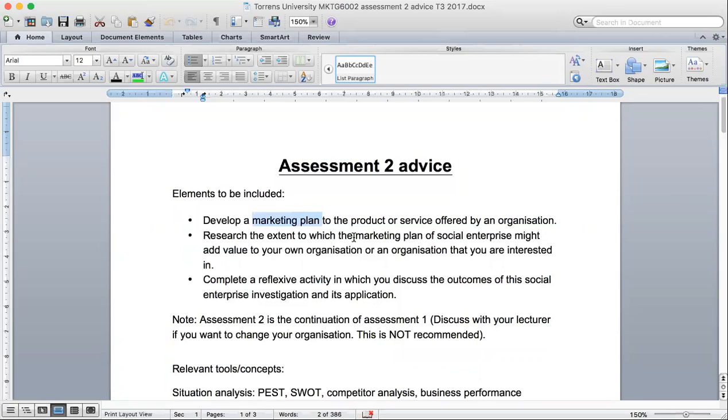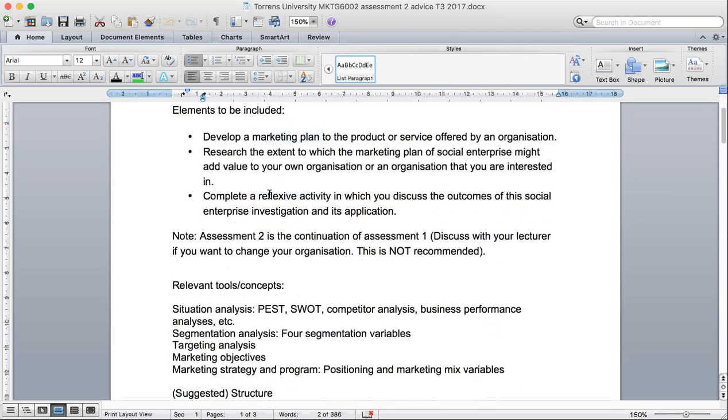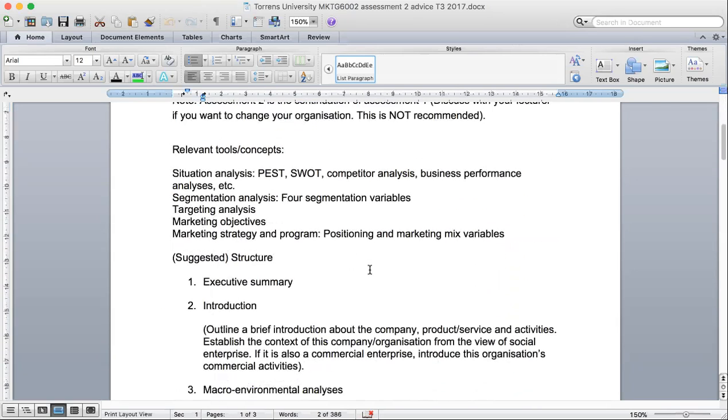And the second one is basically to research the extent to which a marketing plan of a social enterprise might add value. Okay, and the next thing that we need to deliver is the reflexive activity. So those are the things that we need to deliver. Right, now relevant tools and concepts.